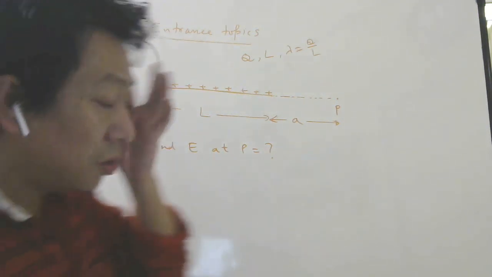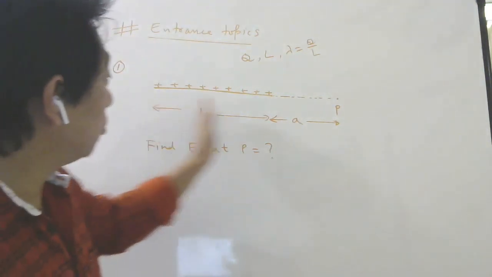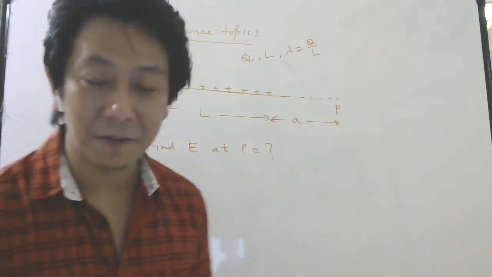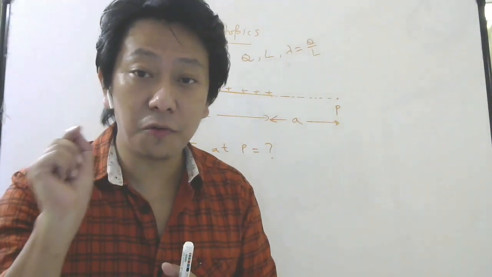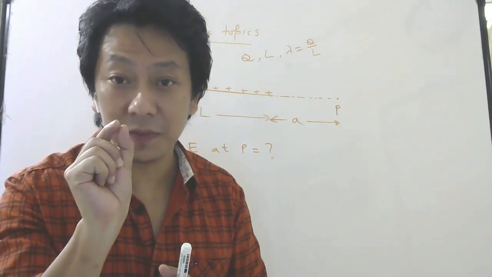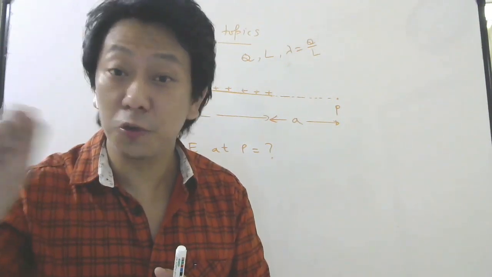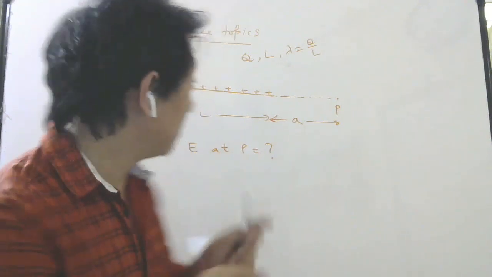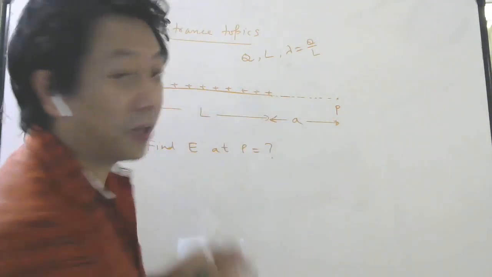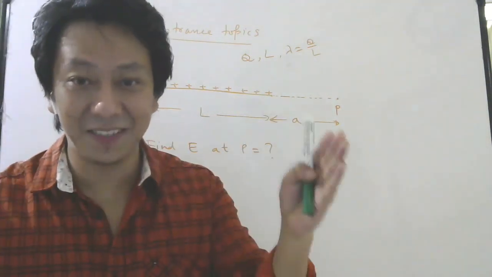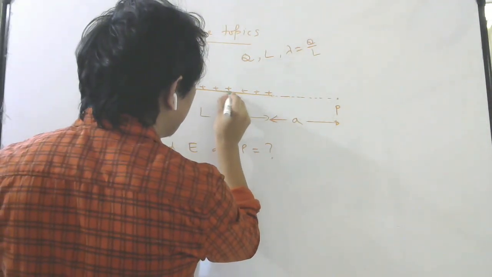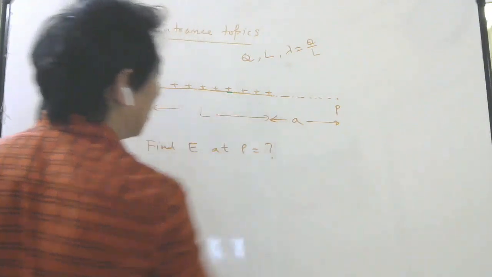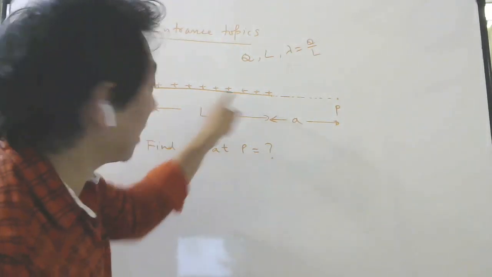Now we don't know the formula for electric field due to line charge. That is what we are trying to find. So how will we start? We already know how to find electric field due to point charge, 1 by 4 pi epsilon naught Q by R square. Right? But the problem is this charge is not a point charge. It is a line charge. So what will I do? I will take a very small piece, a very small part in this wire.